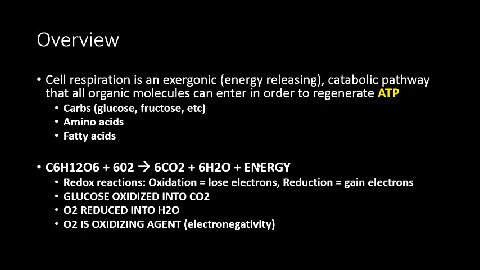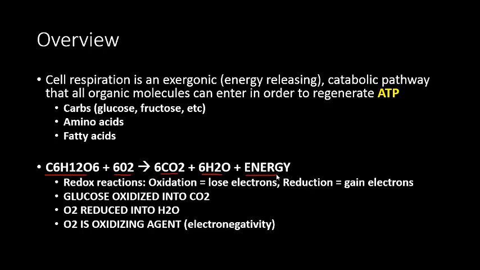We typically think of glucose as entering cell respiration, but many different carbohydrates can enter, such as fructose and others. Amino acids can enter cell respiration. Fatty acids could also enter cell respiration. On the bottom of the page, we see the typical equation for cell respiration. We have glucose plus oxygen are going to yield carbon dioxide, water, and energy. Since energy is released, this is why we call cell respiration exergonic or catabolic.